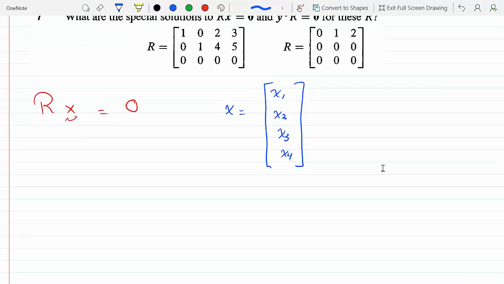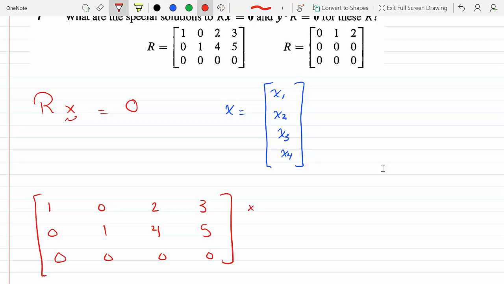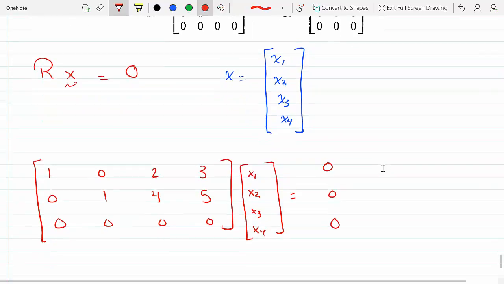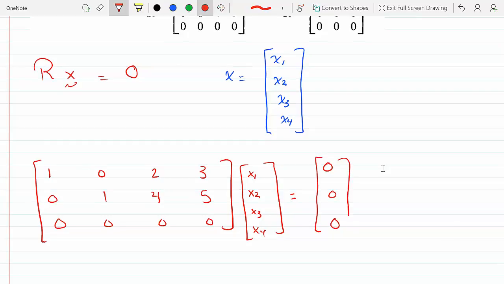Okay, so now we have to solve the following equation. We have to solve the matrix [1, 0, 2, 3; 0, 1, 4, 5; 0, 0, 0, 0] times x1, x2, x3, x4, and of course that has to equal 0, 0, 0, because this is a 3 by 4 times a 4 by 1, so you're going to get a 3 by 1.